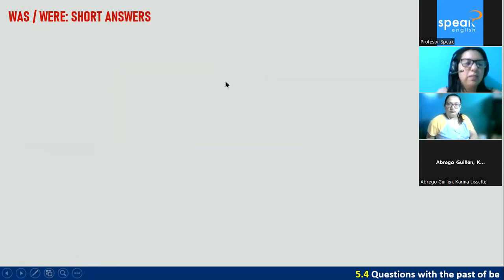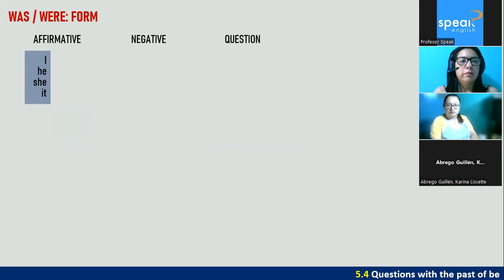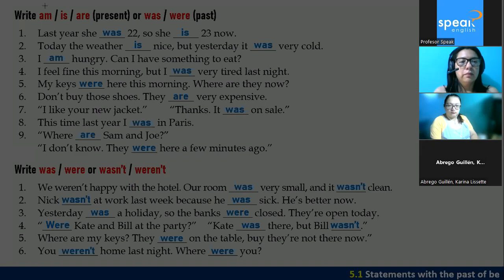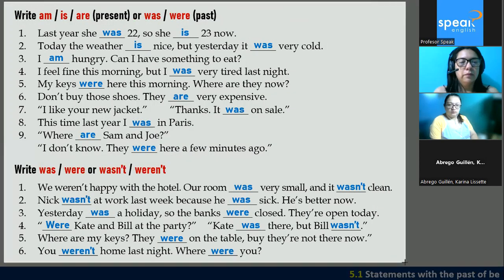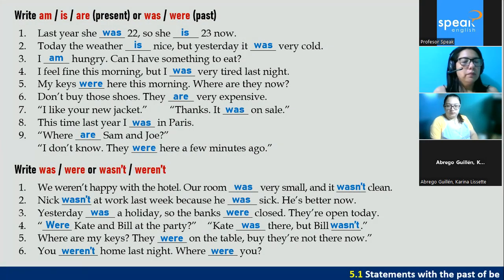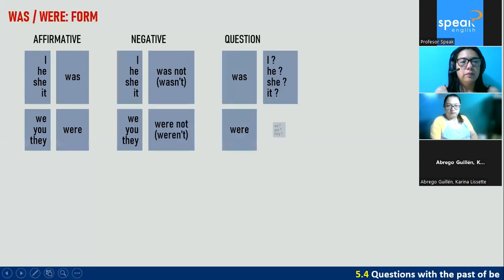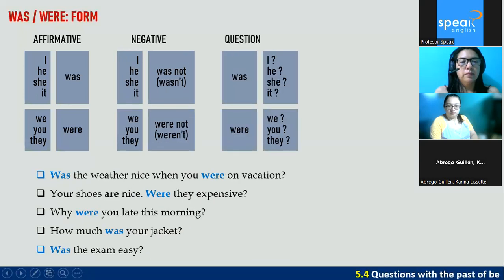Now, when it comes to the short answers, perdón, creo que no les he pasado la información de las slides anteriores, ¿verdad? Se las voy a pasar. Denme un momento. Aquí están ya contestados. Ahí está esto.